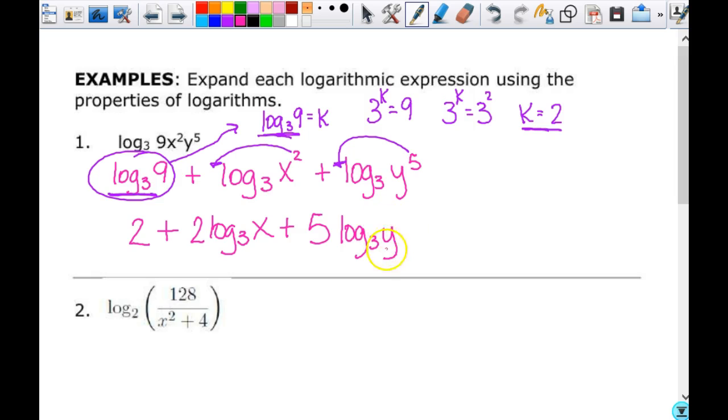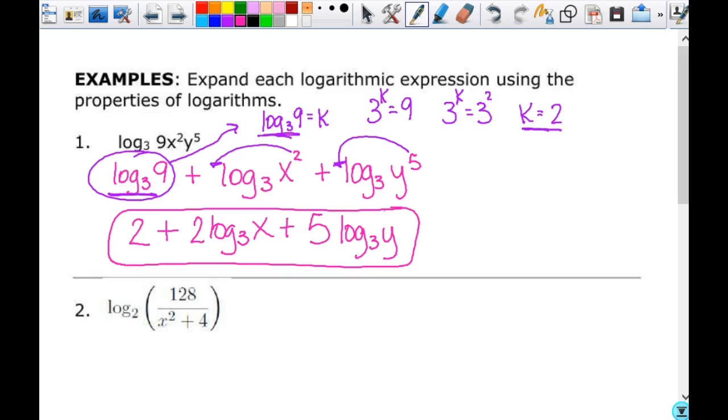So now I have no multiplication left in the logs. Obviously there's multiplication here. That multiplication is okay. But in here, no powers or multiplication there. Everything is addition or subtraction, and we're good. Any questions about that at all?